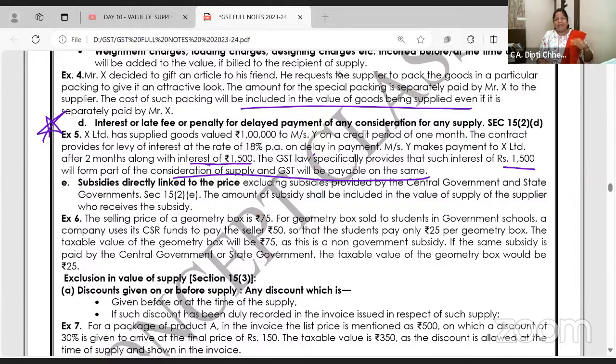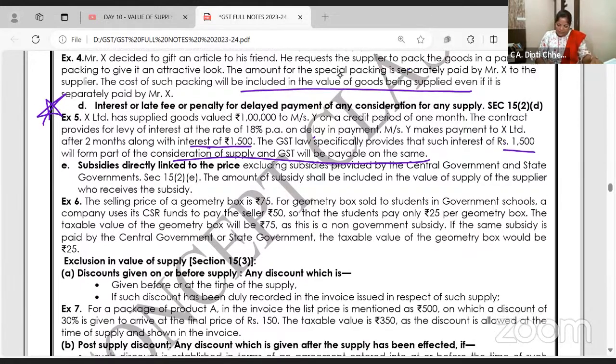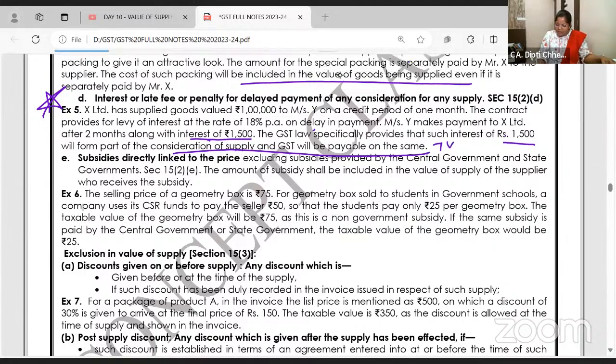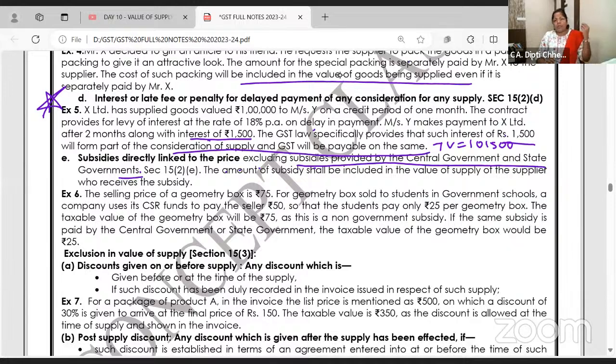If some of you are thinking, ma'am, value of supply is very easy, I will manage, then manage with me in 2 hours. That will be more effective. Okay? Come on, is this understood? So what will be your transaction value here? 1 lakh 1500. Now, subsidies directly linked to the price, excluding the subsidies provided by central and state government. The rest are all subsidies. Ma'am, should we learn section 50, subsection 2, clause A, B, C, D, E? Not required. Not required.